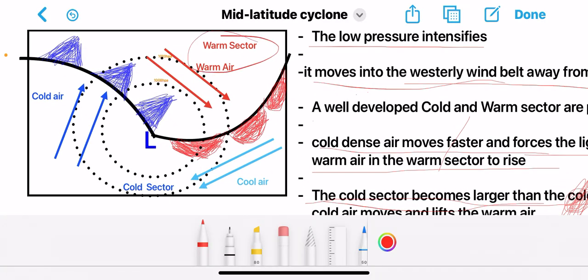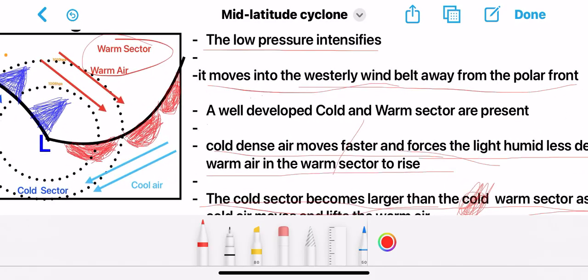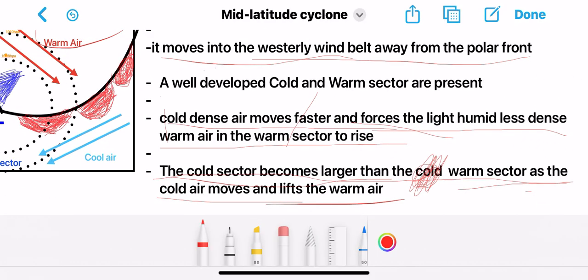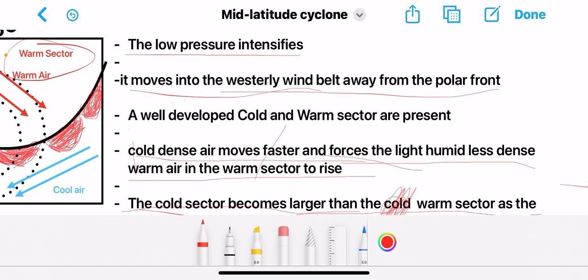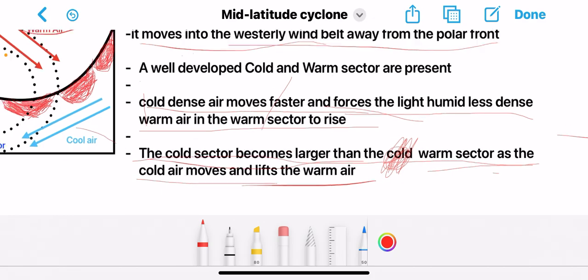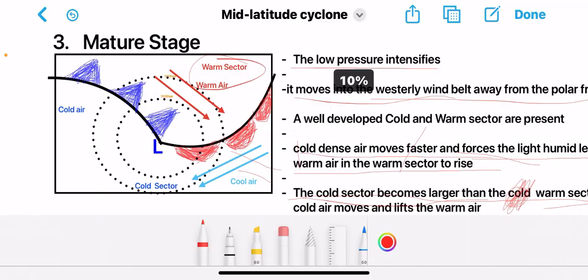Than the warm sector. Remember, where you don't understand, you pause the video, you rewind, or because we have a group, you can enter the chat group and ask questions, so that you can understand further. This was the mature stage.